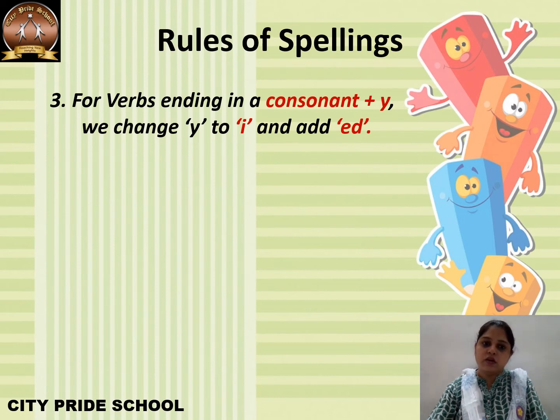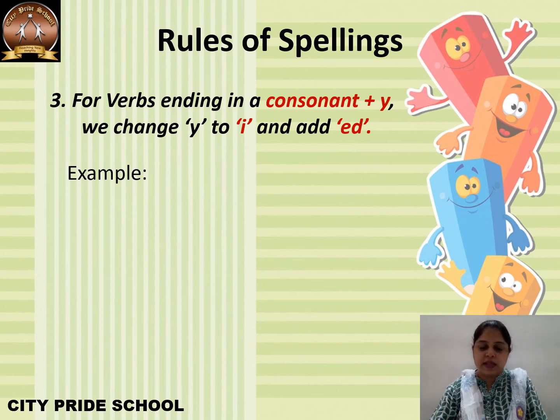Now we are going to see the third rule for converting or changing the verbs in the present tense to the verbs in the past tense. Now for verbs ending in a consonant plus y, we change y to i and add ed. Whenever our verb is ending with a consonant, excluding all the vowels, that is A, E, I, O, U. When we exclude all these vowels, the remaining letters of English are called consonants. So only A, E, I, O, U are vowels, and all the rest of the letters are consonants. So when a verb ends in a consonant plus y, we change the y to i and add ed. This is the way we convert the present tense of the verb into the past tense.